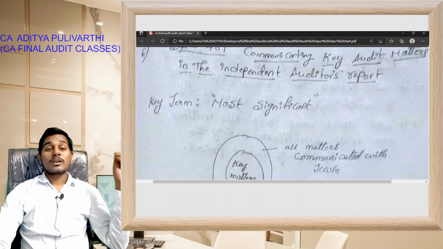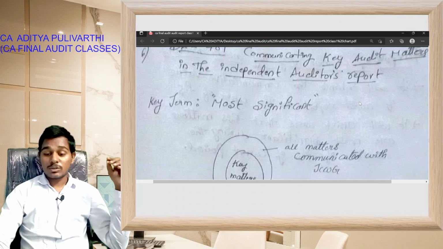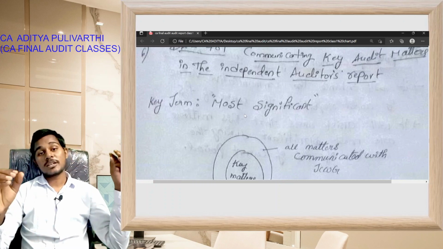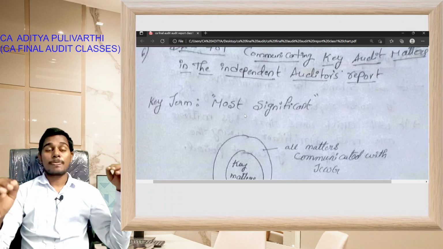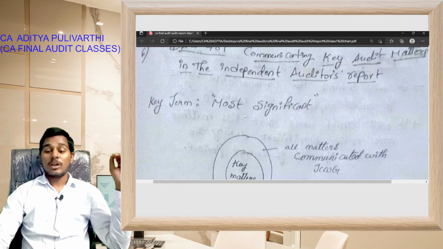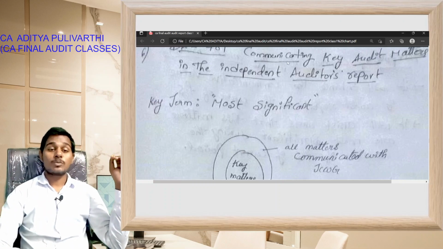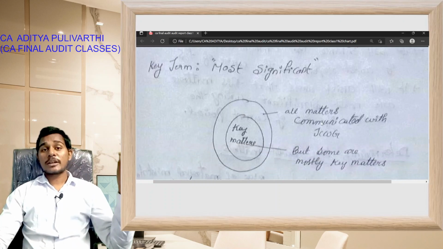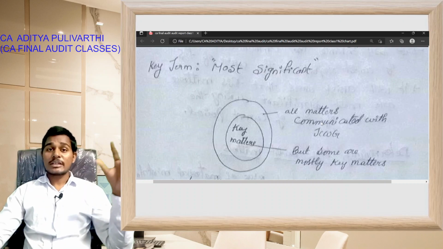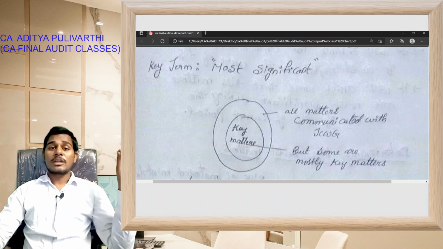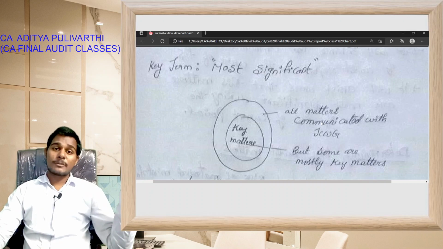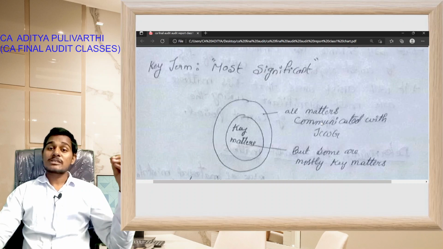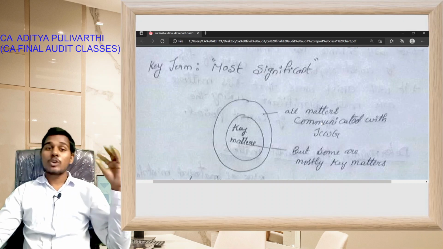In the case of communicating key audit matters, we have to see the key term, that is, most significant. What is the term? Most significant. We have to remember this point. Of all matters communicated with those charged with governance, the auditor will select some as key matters, that is, the most significant matters in the auditor's professional judgment. These matters are selected from matters communicated with those charged with governance.